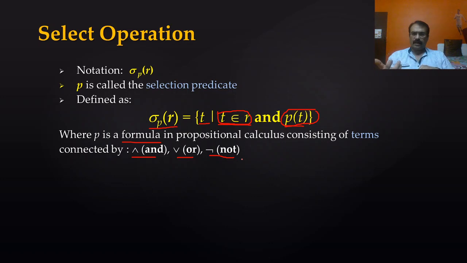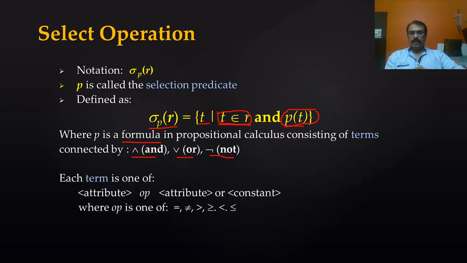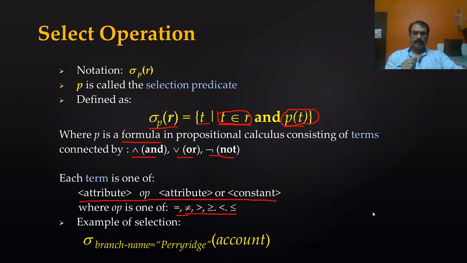Okay, we can have a single condition also. A predicate can be one condition, or more than one condition connected with and, or, and not. And the term can be indicated using equal to, not equal to, greater than, less than, all kinds of operations. So the term will be used in this fashion: operand, attribute, operator, compared with an attribute or compared with a constant. So these are the formal definitions, and this is an example.